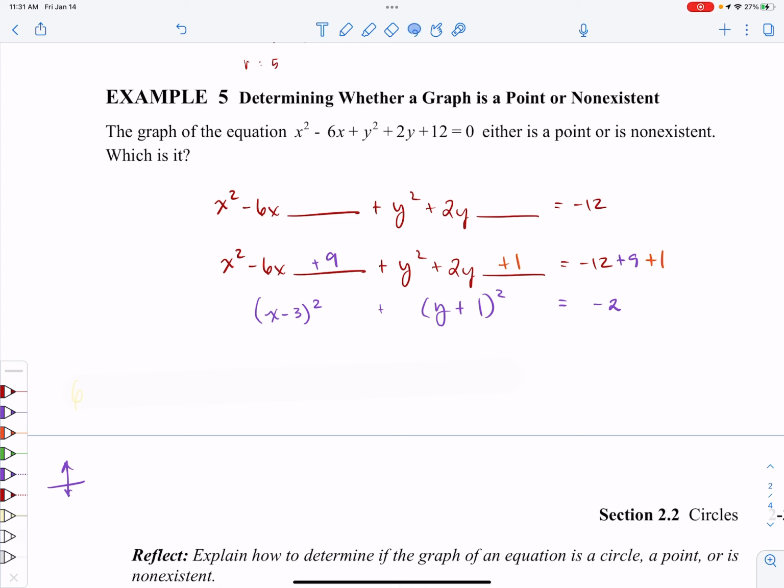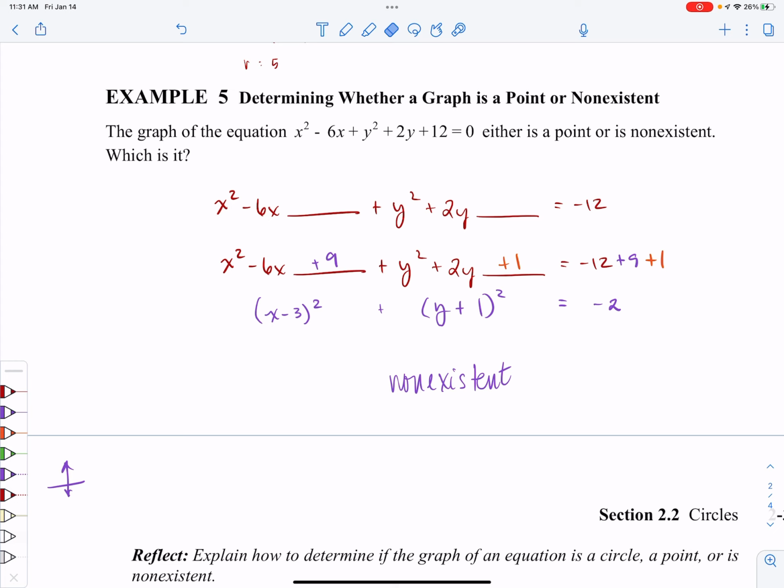Now, when you think about this, this looks like the normal standard equation. And so we would say, hey, our center is going to be at the coordinate (3, negative 1). The problem is you cannot have a radius that's negative. You can't go backwards. So since my radius value is negative, we would say that this particular equation is non-existent. There is no graph for this equation.